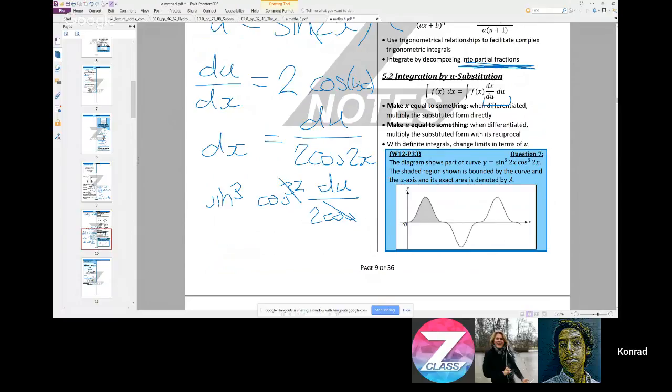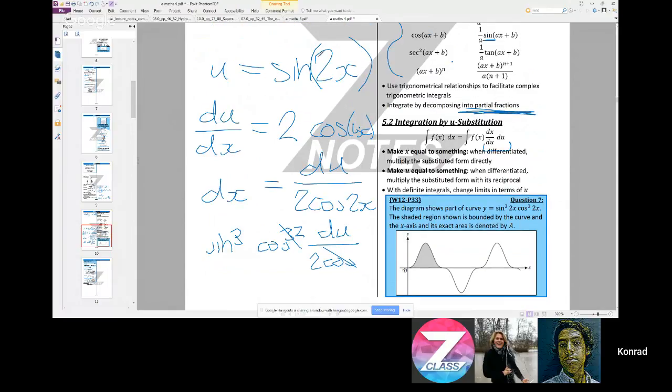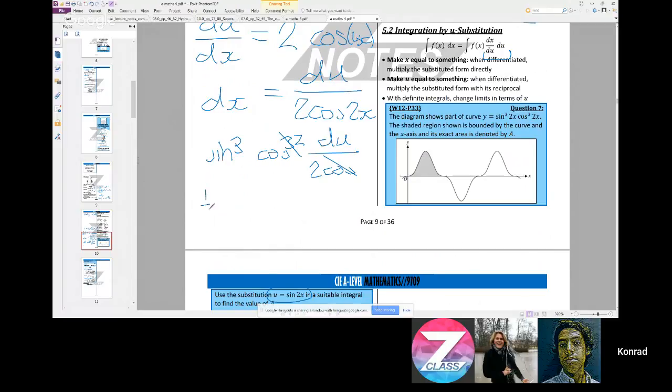Now, we know we can turn sine of 2x into u's, right? Can we turn cos of x into u's very easily with that? Not particularly. But what we can do is turn cos squared into sine squared quite nicely, right? We know that cos squared plus sine squared is 1, so this is just 1 minus sine squared, right?